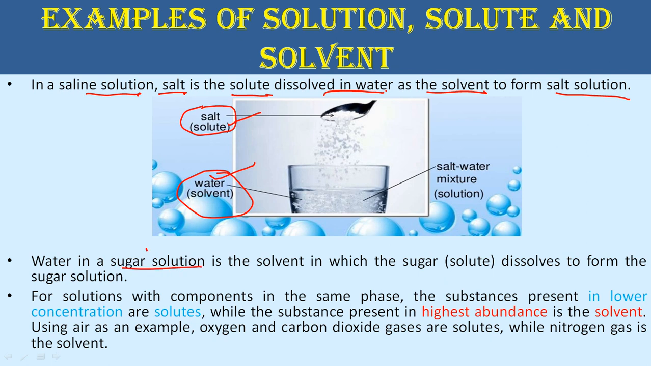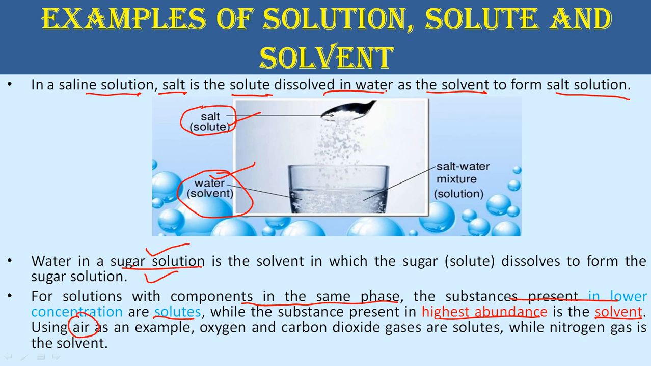Same in the case of sugar solution. If we are talking about sugar solution, sugar is present in the least amount, so it is solute, and water is present in the greatest or higher amount, so it is called solvent. Both together form sugar solution. For solutions with components in the same phase, the substance present in lower concentration is the solute. The one present in the highest abundance is called solvent.